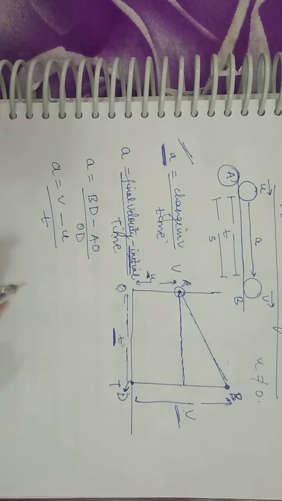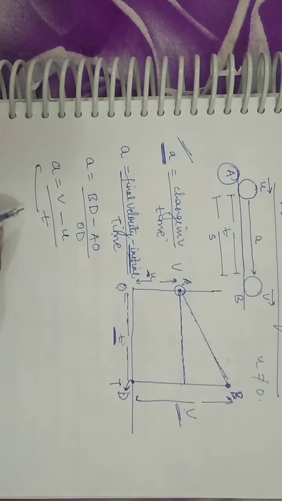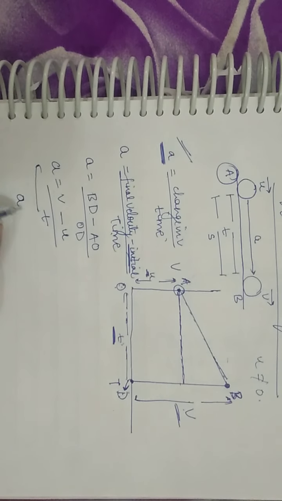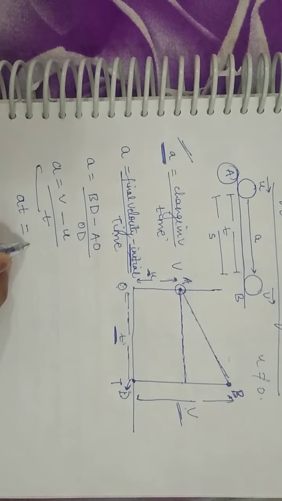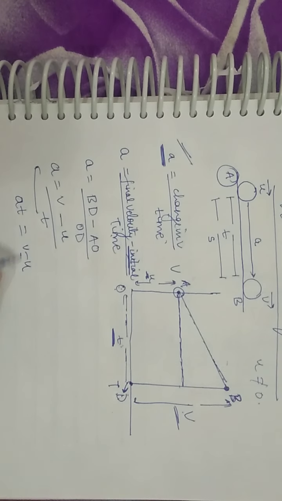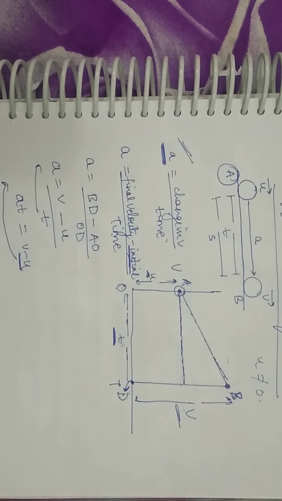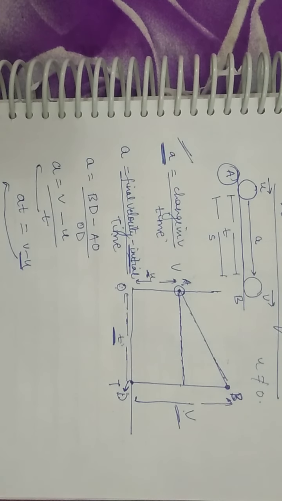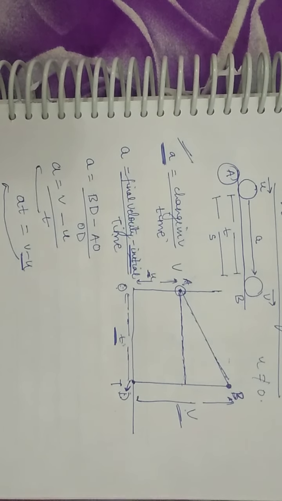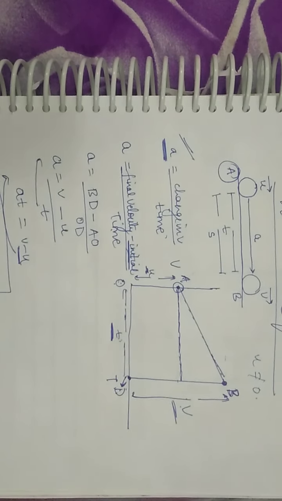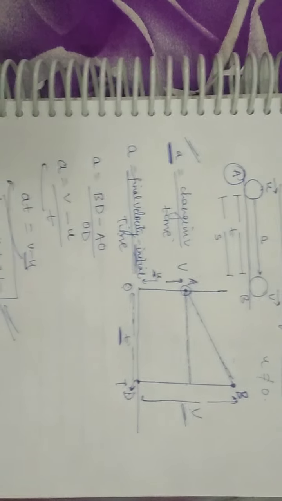Send this t to this side. We get at is equal to v minus u. This is a negative. Send this to the left hand side. We get v is equal to u plus at. This is the first kinematical equation.